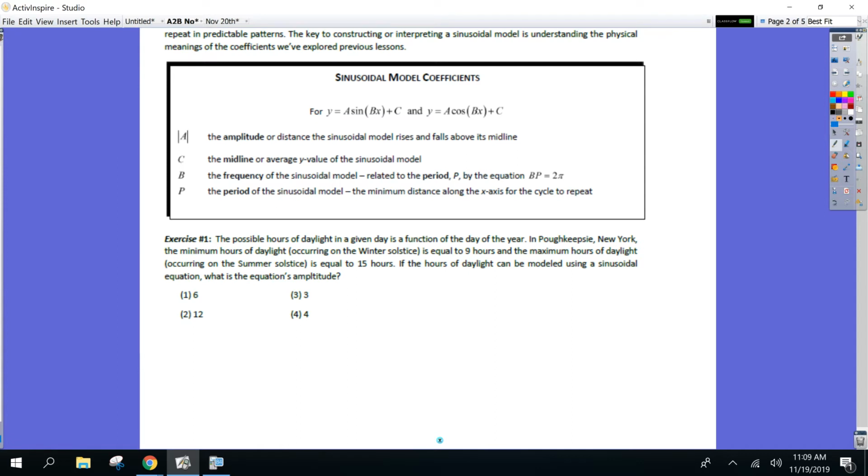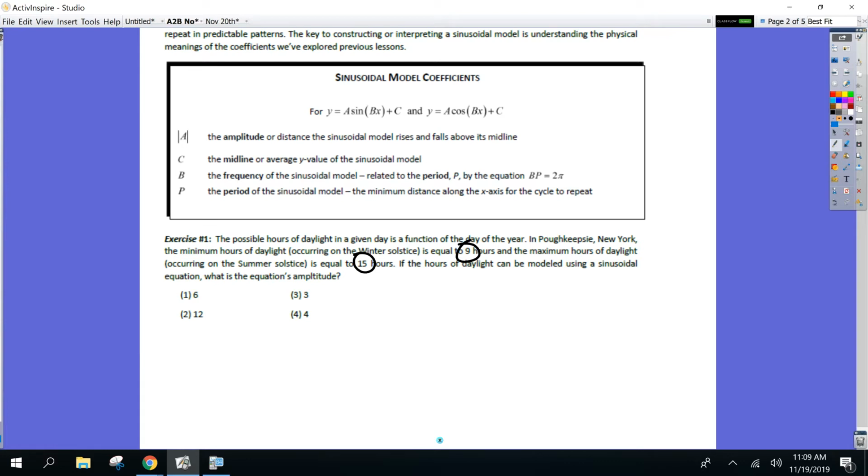All right. Formulas stay the same. A is max minus min over 2. C is still going to be max plus min over 2. Everything's staying the same. We just got to figure out these word problems are going to give us numbers, and we got to figure out what they represent as far as period, amplitude, frequency.